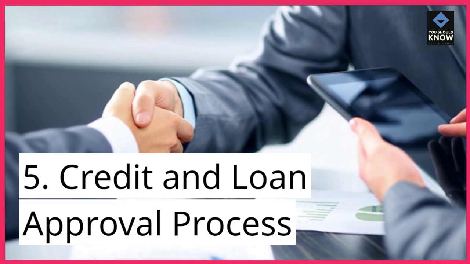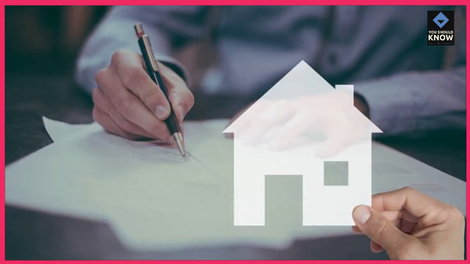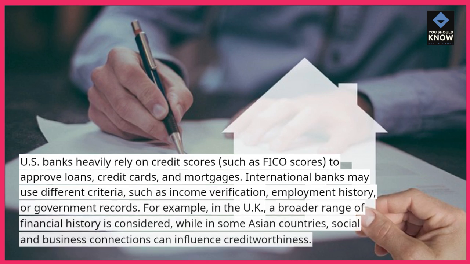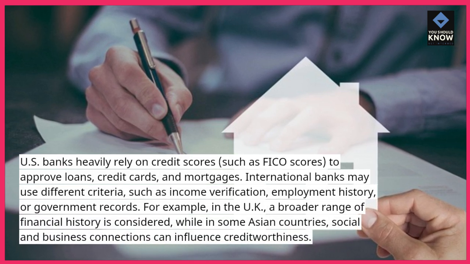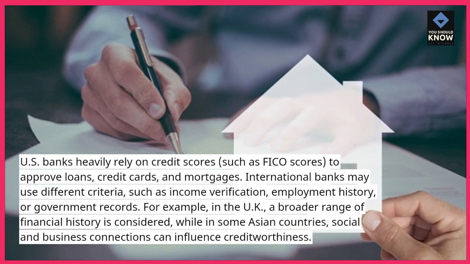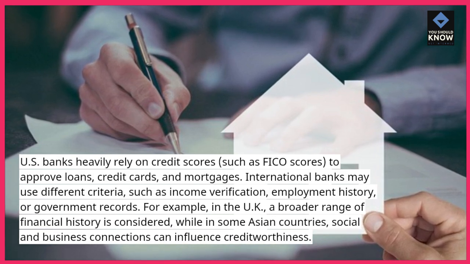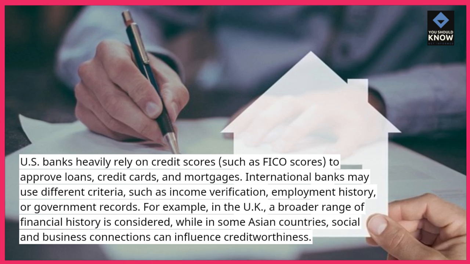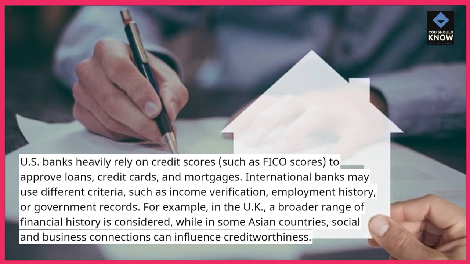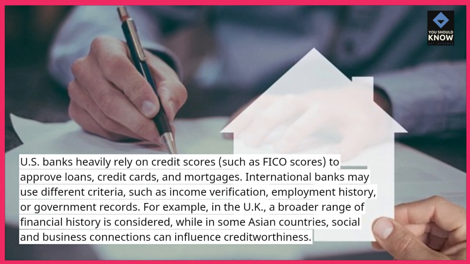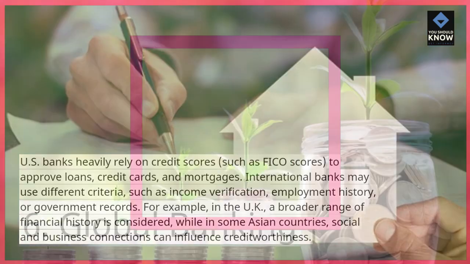5. Credit and loan approval process. U.S. banks heavily rely on credit scores, such as FICO scores, to approve loans, credit cards, and mortgages. International banks may use different criteria, such as income verification, employment history, or government records. For example, in the UK, a broader range of financial history is considered, while in some Asian countries, social and business connections can influence creditworthiness.